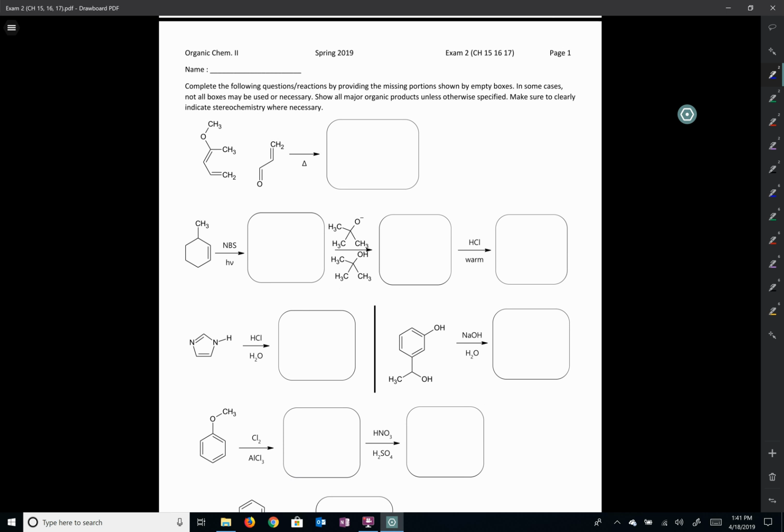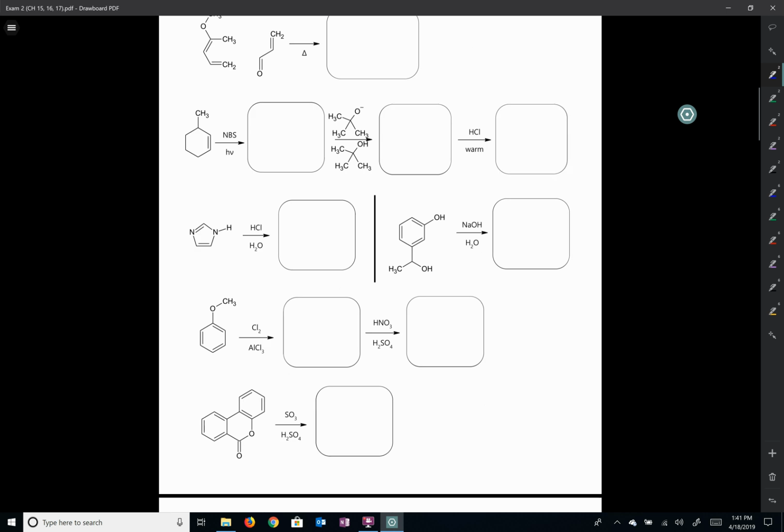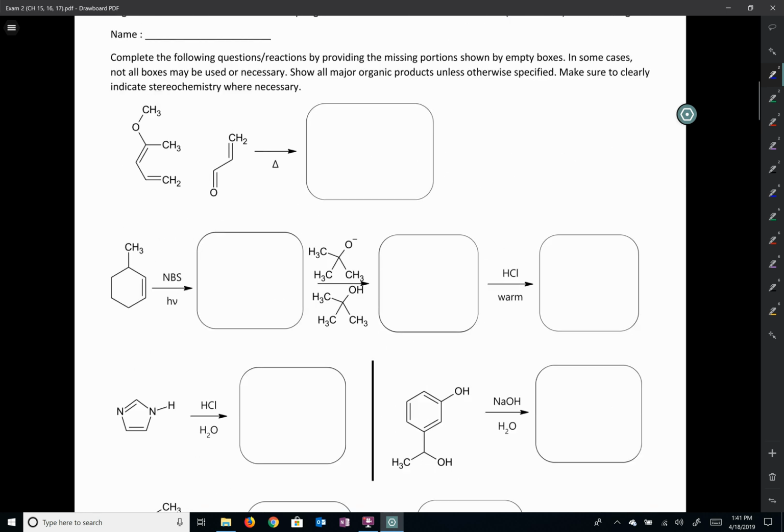Okay, so we're going to look at exam 2 from Organic Chemistry 2, and this exam was covering basically chapters 15, 16, and 17. So let's look at page 1 here. We're just asked to fill in the major products for the following reactions. So we'll start here at the top.